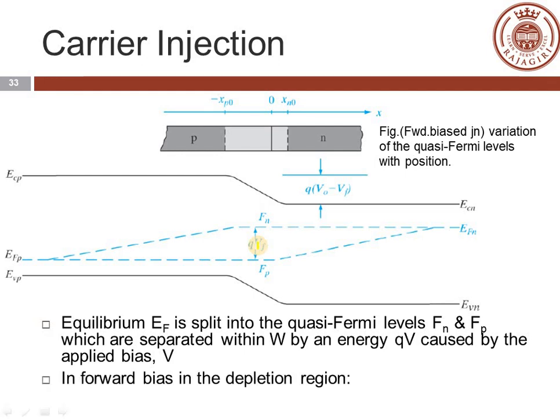In the forward bias depletion region, P into N we can write as Ni square into e to the power (Fn minus Fp) by kT. This will be Ni square into e to the power QV by kT. If the applied bias was Vf, instead of V, substitute it as Vf.